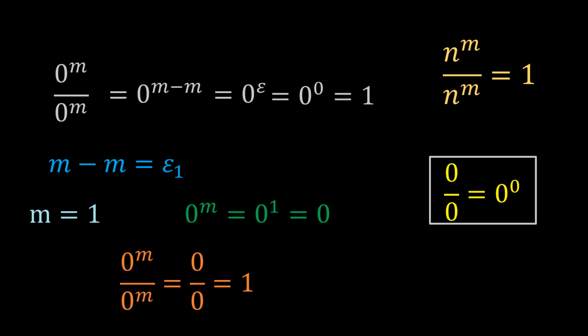Therefore, 0 divided by 0 is equal to 0 to the power 0. This holds true for any value of m, but note that 0 to the power n is not the same as 0 to the power m if n and m are different. That is a topic for another video.